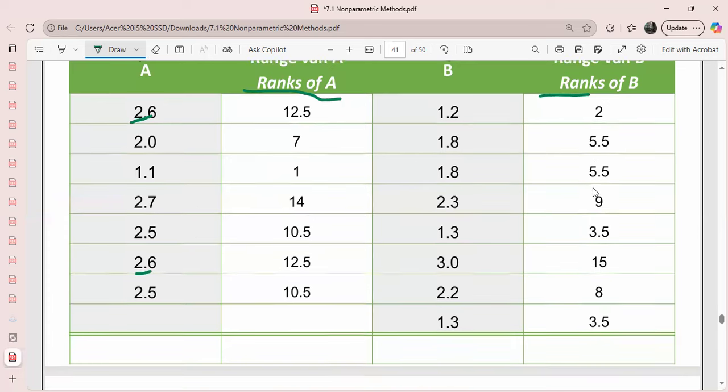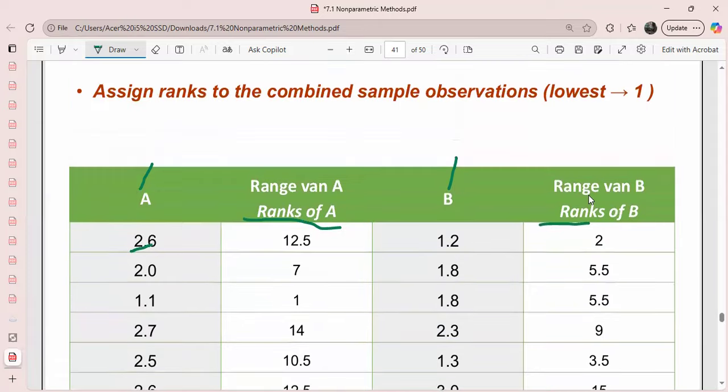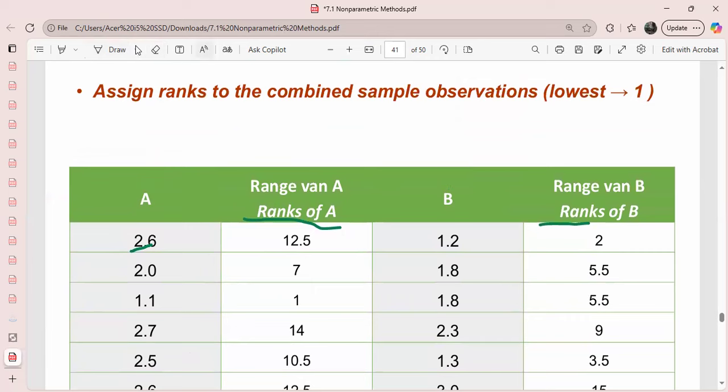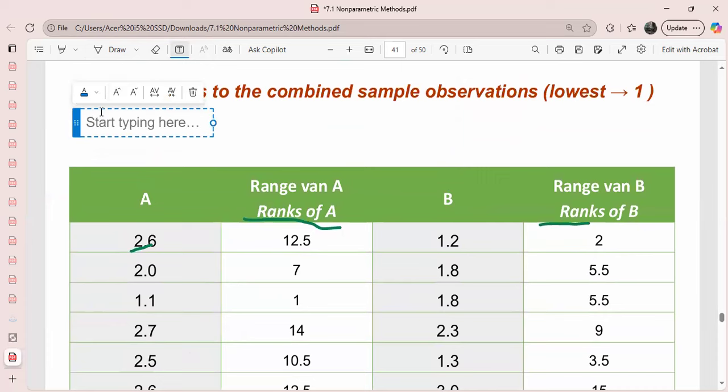How did they get those ranks? Interesting. Let's see. This is how we do it. You need to be very careful with this method. Let's start.